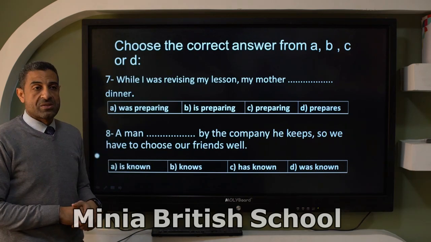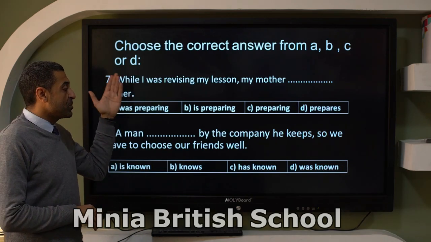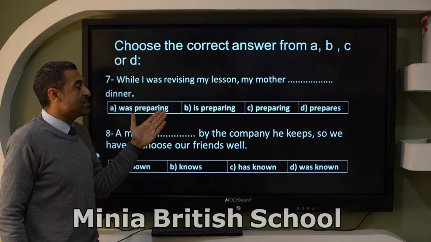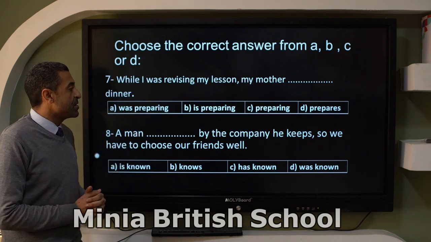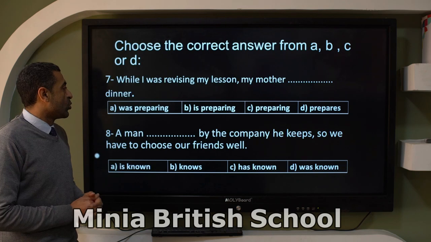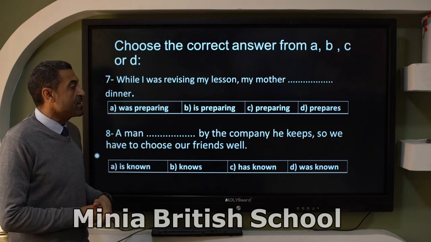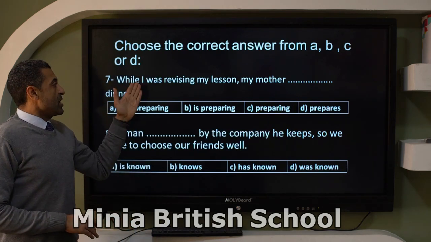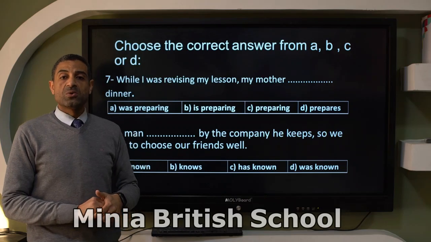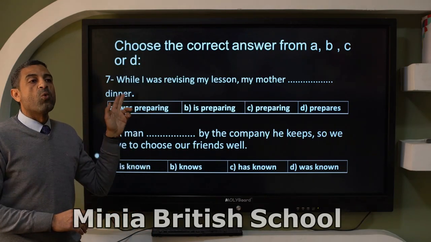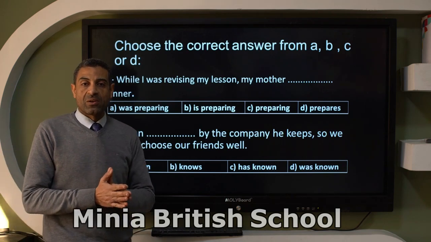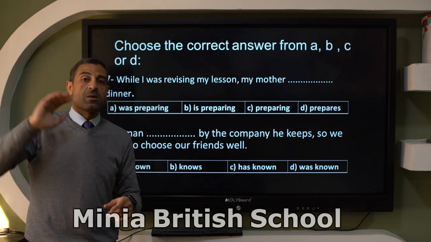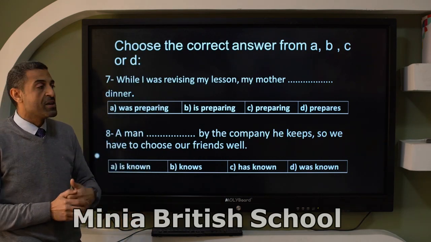Number 7. So we can find that these sentences now are going to be grammar. While I was revising my lessons, my mother ___ dinner. Was preparing, is preparing, preparing, or prepares. So here, according to the sentence and according to the conjunction that we can find, which is while. While can be followed by an action which was in progress in the past.